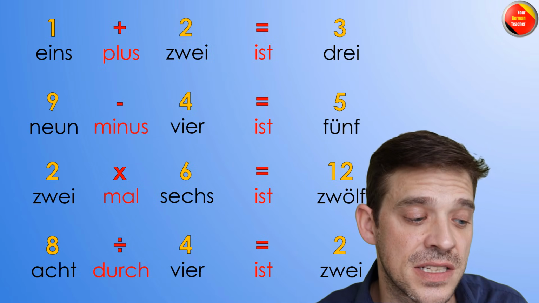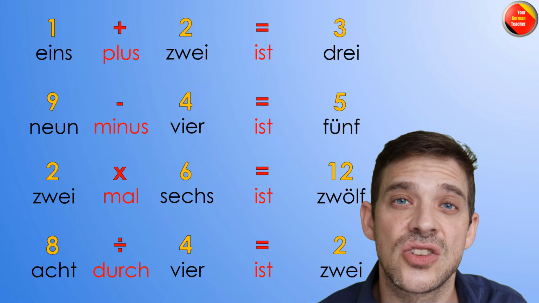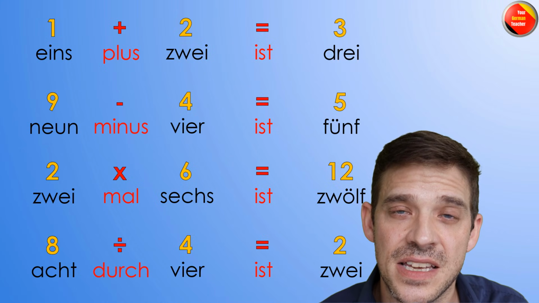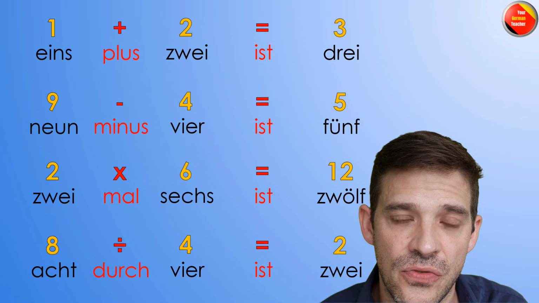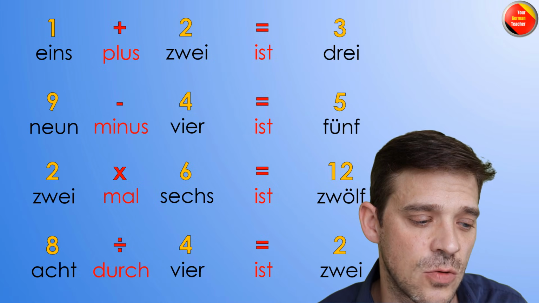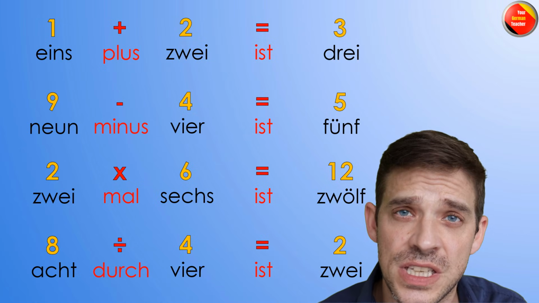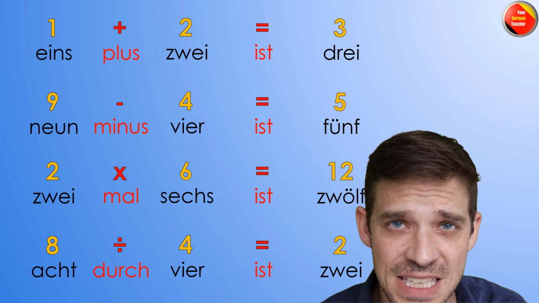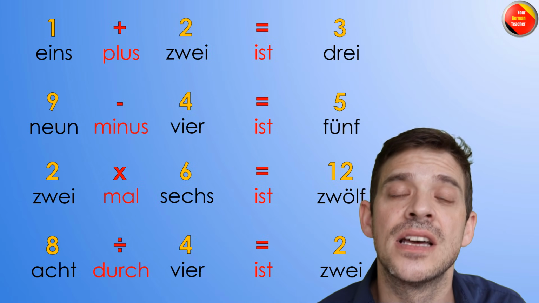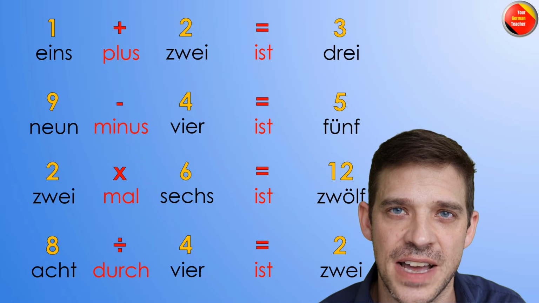The next one is 2 mal 6 ist 12. Mal is times. 2 times 6 equals 12. And the last one, 8 durch 4 ist 2. Durch is divided by. 8 durch 4 ist 2.